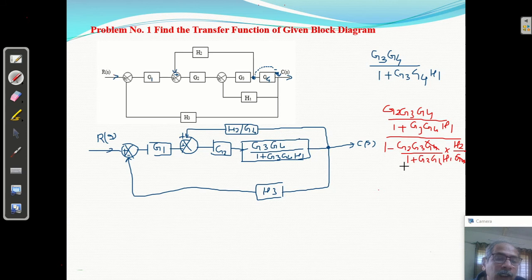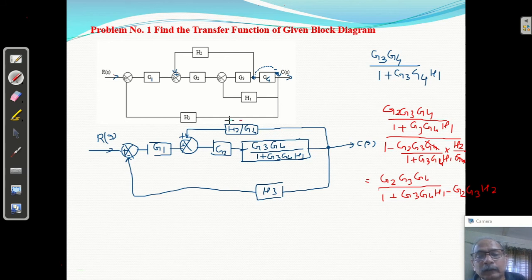Okay. So here after we will take, this is the G3 and G4. This is G4. This is G3. So we will take the LCM, and after LCM this will be cancelled. Denominator here and denominator here will be cancelled after G. So you will get G2, G3, G4, and this will be cancelled after LCM. Okay, so after LCM 1 into 1 plus G3, G4, H1 minus this what? Minus G2, G3, H2, G2, G3, H2.